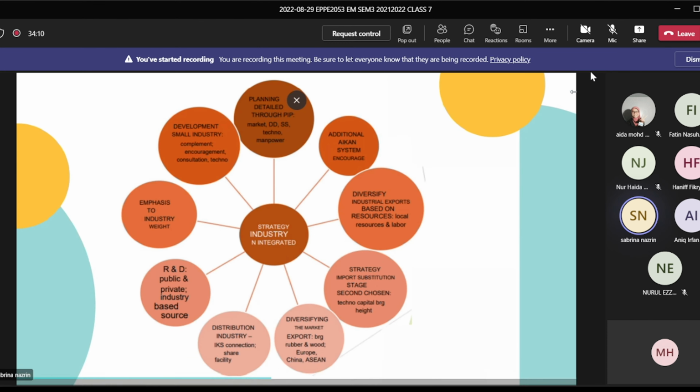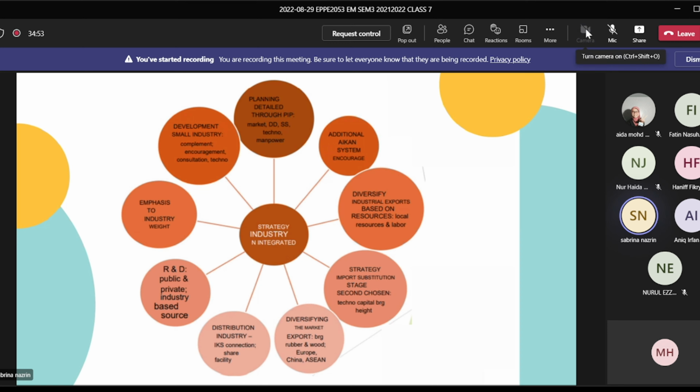For the industry strategy, the first one is planning details through market, demand, supply, technology and manpower, for additional system and coverage, to diversify industrial exports based on local resources and labor. The strategy for the import substitution stage, which is second, is chosen from technology and capital intensive. Diversify the export market for rubber and wood, from Europe, China and Asia.